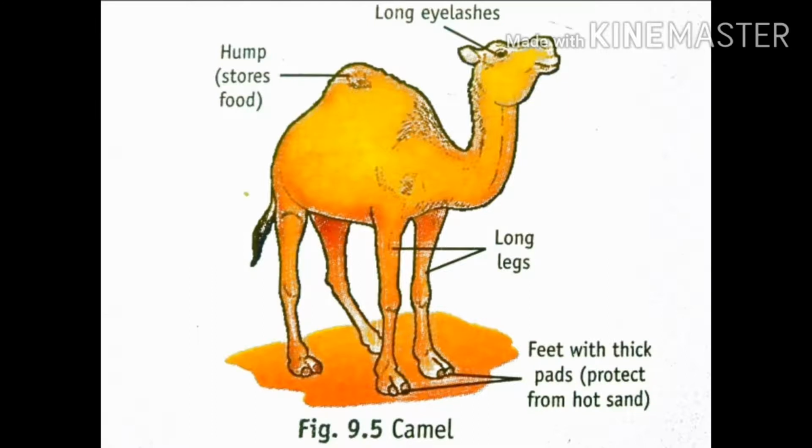Fat gets stored in its hump. Camels have long legs to stay away from the heat of the sand.